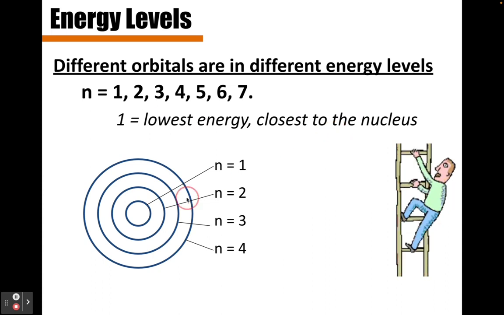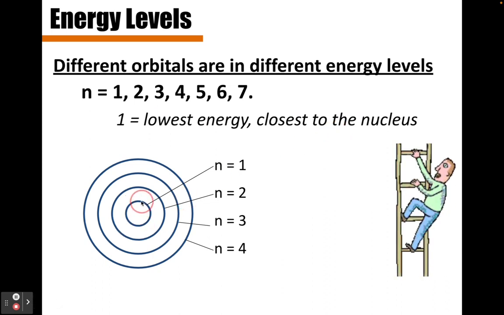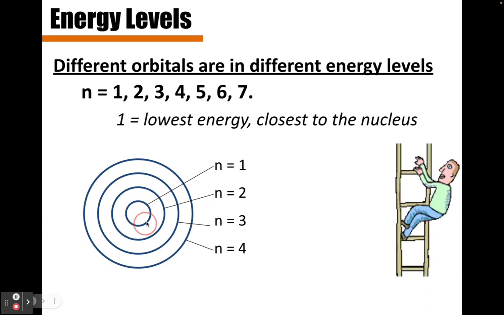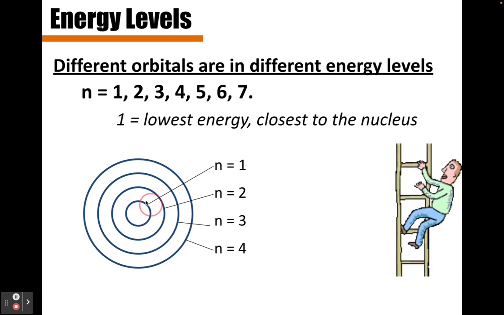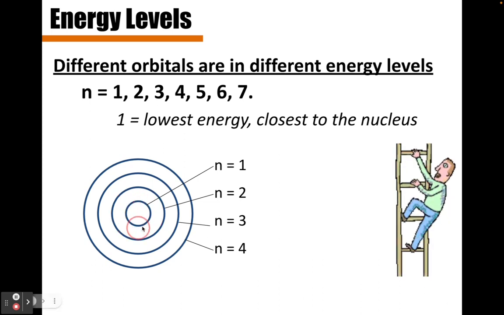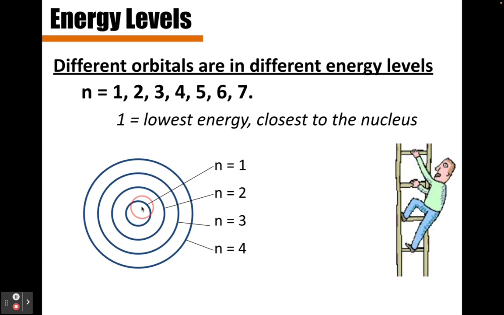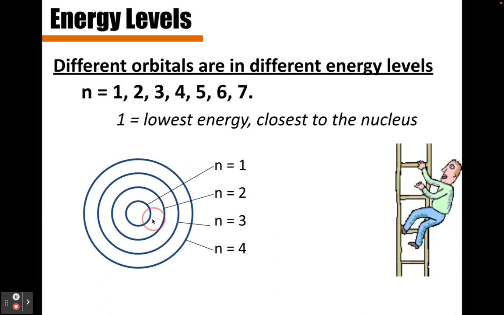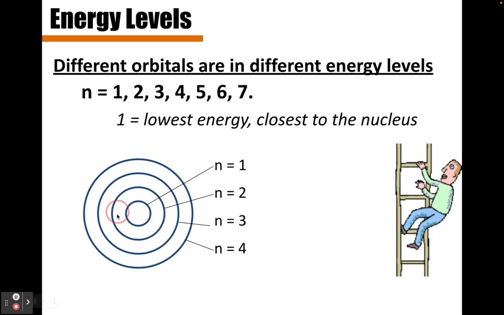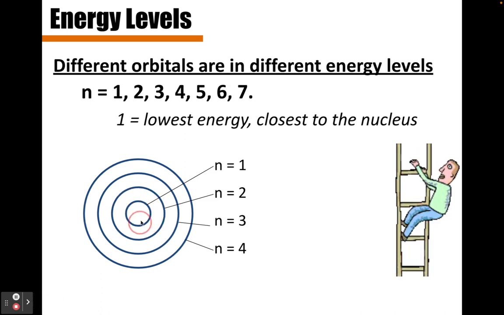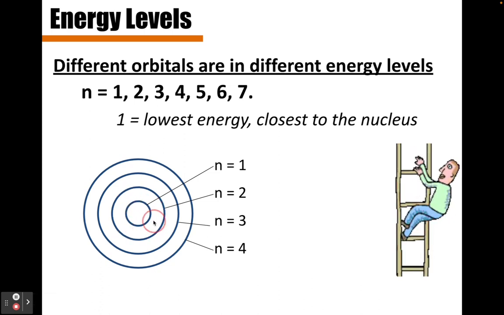Now, this is very, very important to keep in mind. Electrons, or orbitals, have the lowest energy when they are closest to the nucleus. So the closer you are to the nucleus, the lower the energy you have. If you look at this, we're representing these as circles, even though we're talking about orbitals and not orbits. This is a convenient way to explain this.